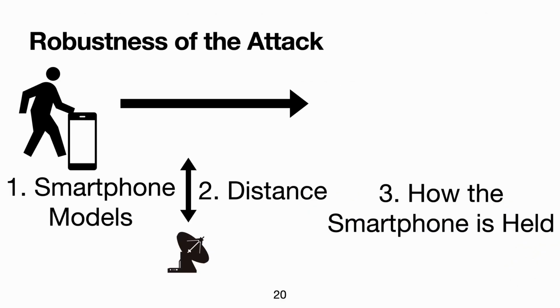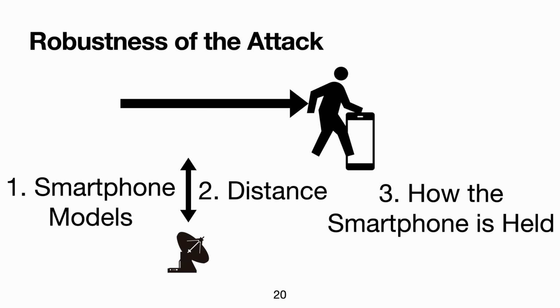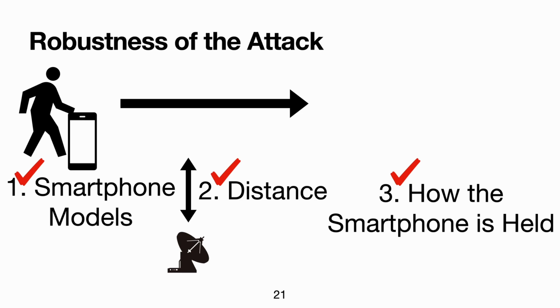In addition, this study evaluated the impact of smartphone models, distance between the receiving antenna and the pedestrian, and how the smartphone is held. I omit detailed results of the experiment in this presentation, but we found that the attack was lowest for these conditions.